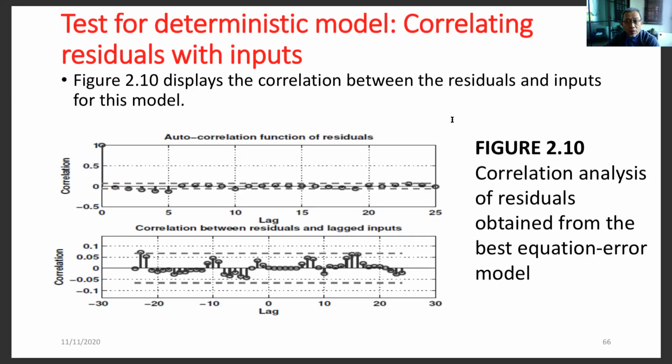So this is the correlation between the residuals and the inputs. You can see that there are autocorrelations and cross-correlations. Always remember that autocorrelation is for one data, but cross-correlation is for two different data.